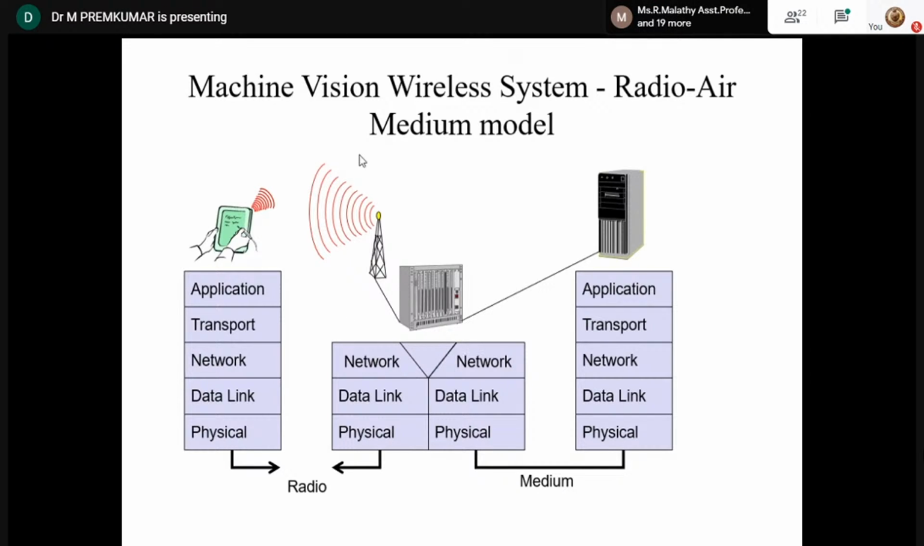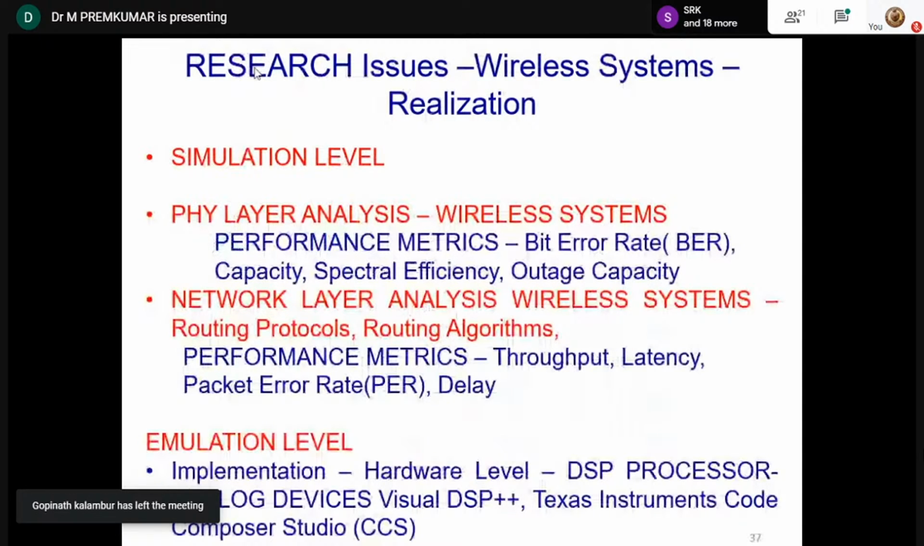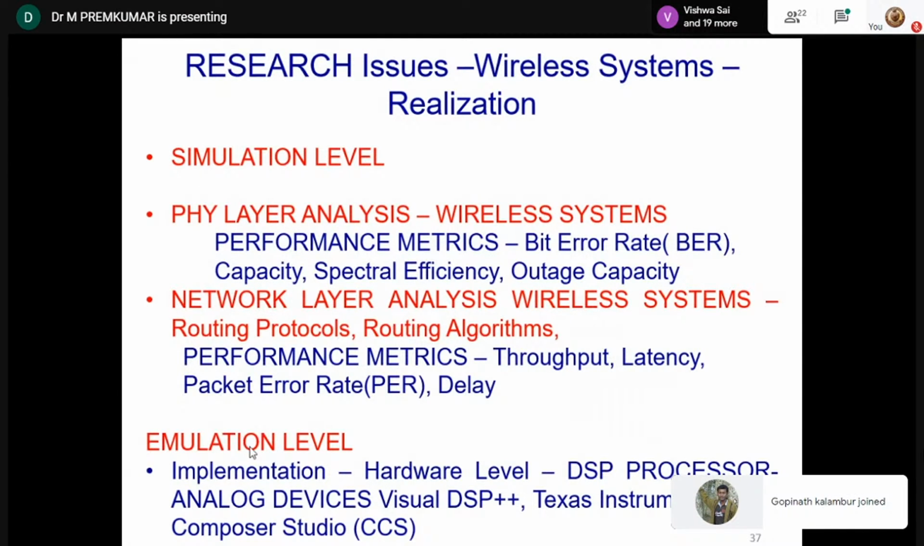So you can provide end-to-end solutions in this ISO OSI system layer, which we do consider. Now, regarding the research issues in wireless systems, you can do research either at the simulation level or at the emulation level, which we are all aware of.